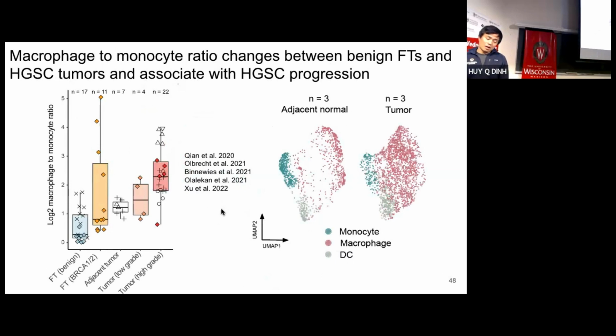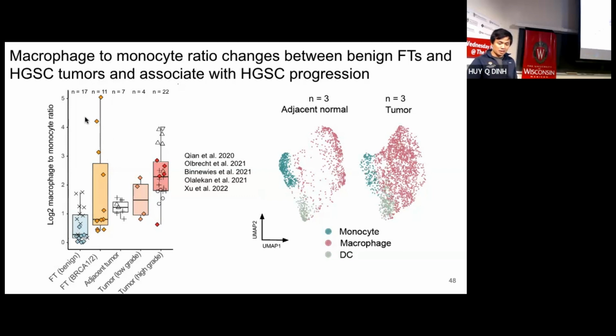So briefly, what he found is the ratio of two immune cells, so-called macrophage and monocyte, changes between the benign tissue. This is a benign fallopian tube, so that is from the patient who does not have cancer. And you can see we see way more macrophage than monocyte. And this is the fallopian tube from the patient who has germline BRCA1 and BRCA2. They are known to have a high risk to develop cancer.